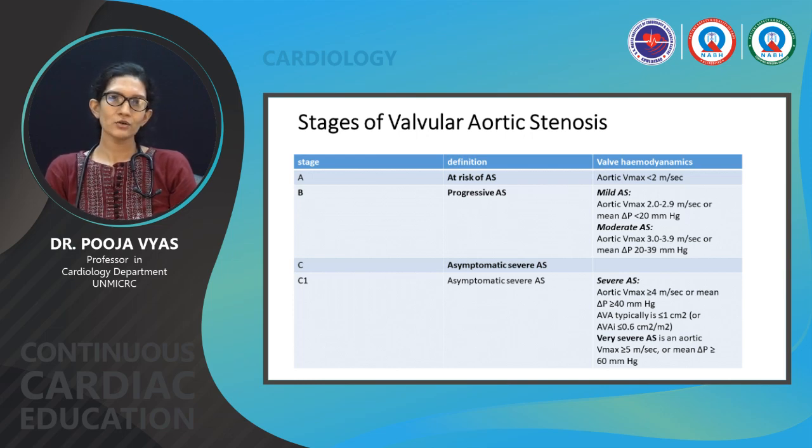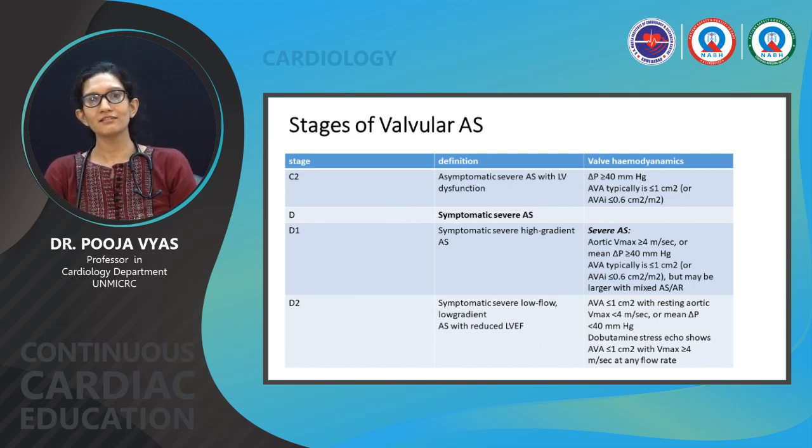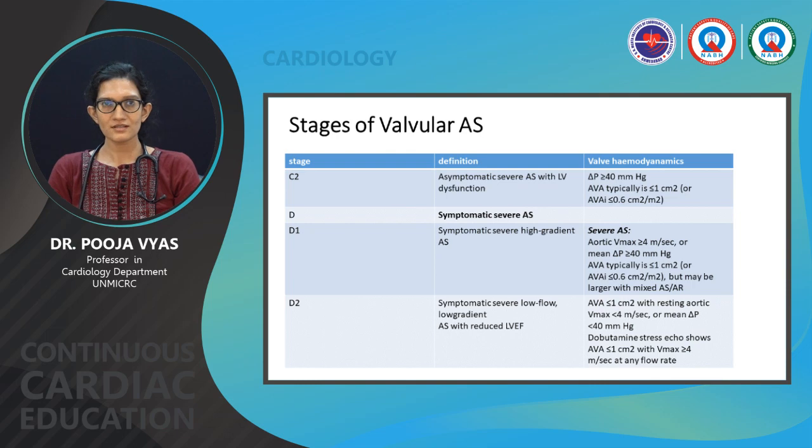Very severe aortic stenosis is when the mean gradient across the aortic valve is more than 60 millimeter of mercury and Vmax across the aortic valve is more than or equal to 5 meter per second. C2 is asymptomatic severe aortic stenosis with LV dysfunction. So here the LVEF is less than or equal to 50%. Stage D includes the patients with symptomatic severe aortic stenosis.